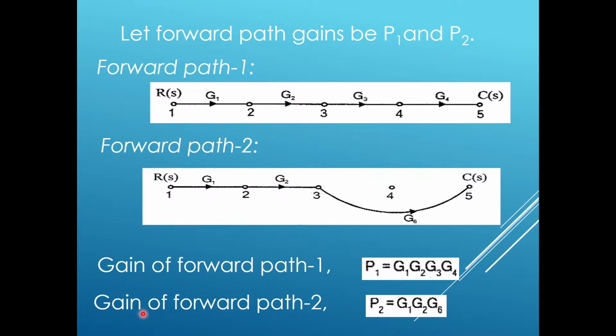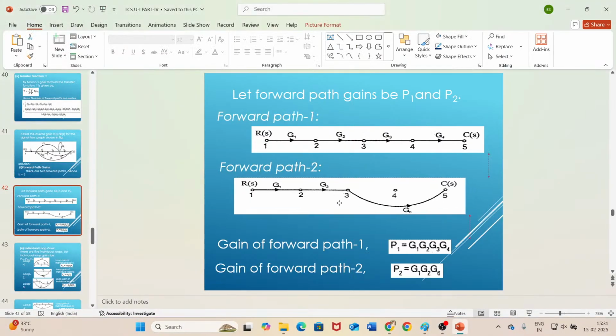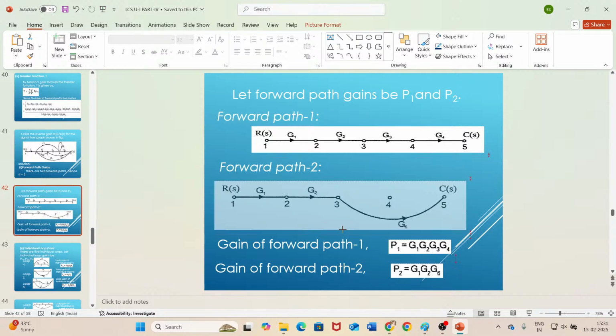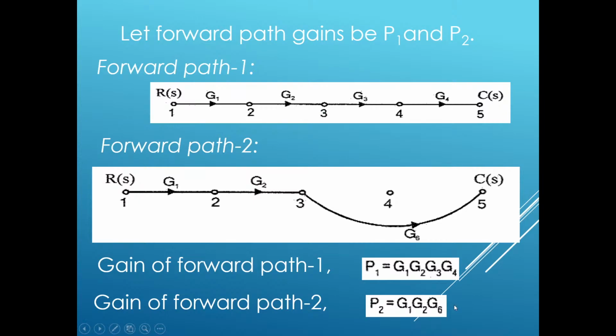So what is P2, the gain of forward path 2? G1, G2 and G5. Oh, sorry, this is G6. I thought it is G5. It's not clearly visible. If I just expand this image, it's still not visible. Suddenly I thought it is G5. Okay, this is G6. So G1, G2 and G6.